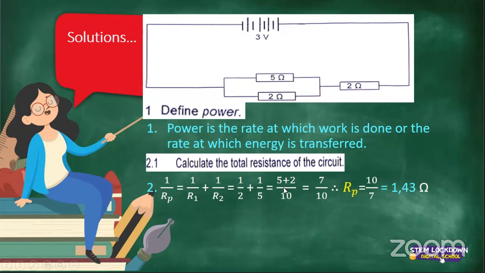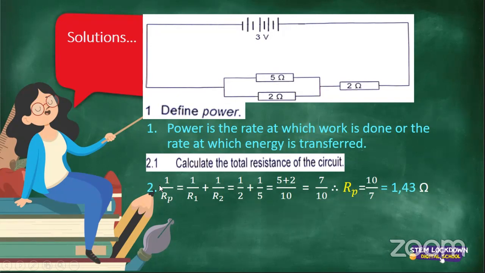Then the lowest common denominator will be 10. So 2 goes how many times into 10? It will go 5 times. And then 5 times 1 is 5. Then we write it here. Then there's a plus here, then we put the plus there. And 5 goes how many times into 10? 2 times. 2 times 1 is 2. So it will be 5 plus 2, which is 7 all over 10. And then this is 1 over Rp. 1 over Rp equals 7 over 10.